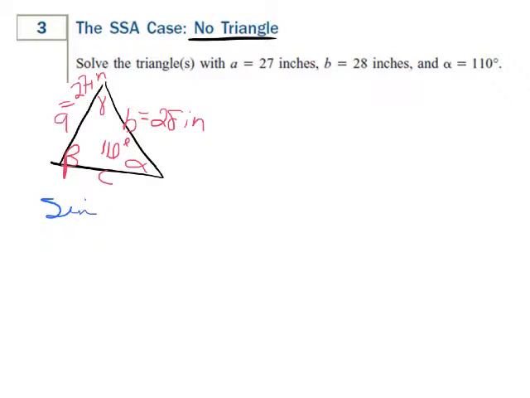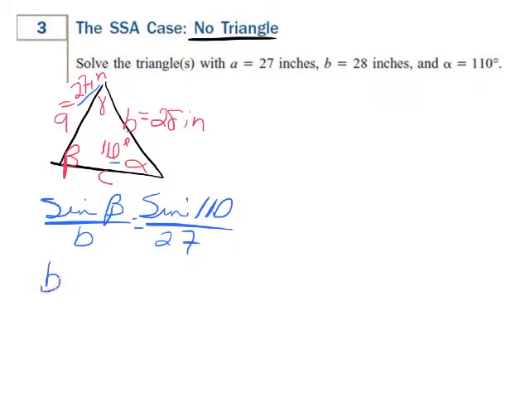So the sine of beta over B is going to be equal to, we've got the side and the angle, so the sine of 110 over 27. So B is going to be equal to 27. Oh, wait.